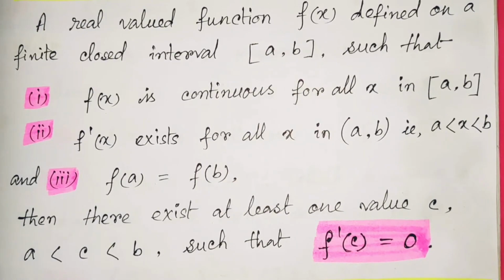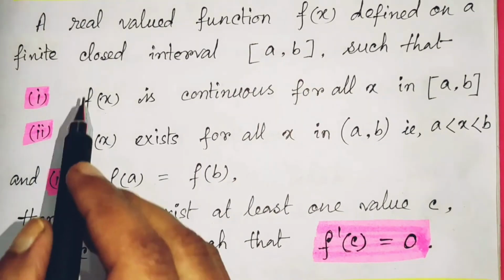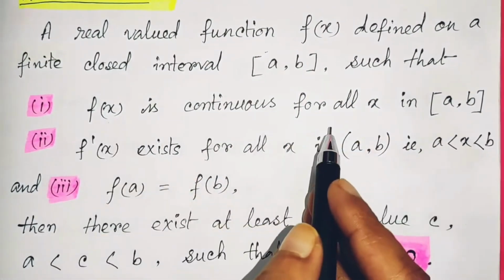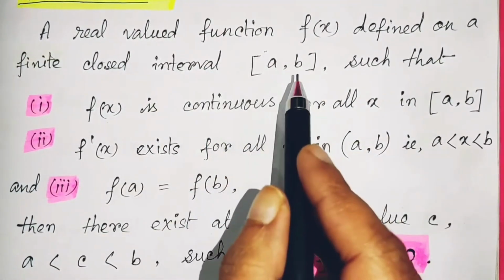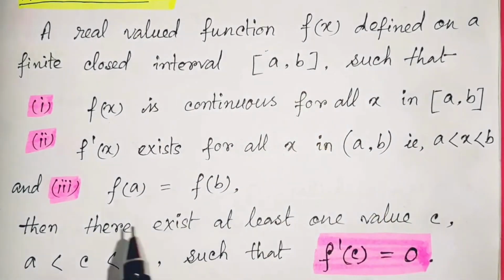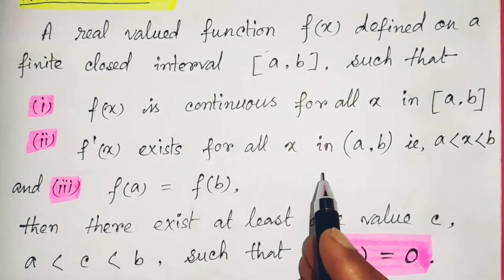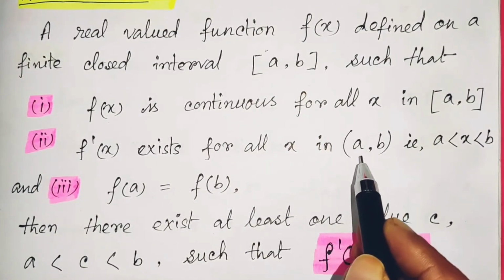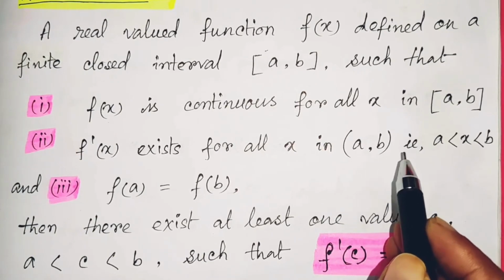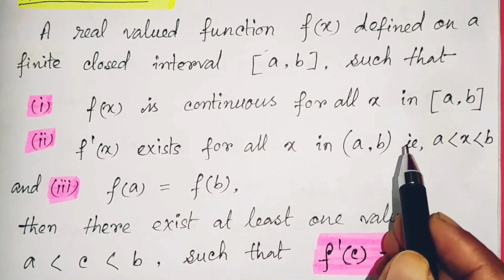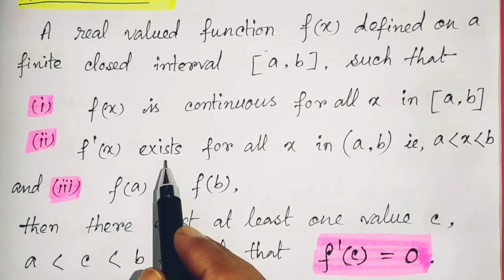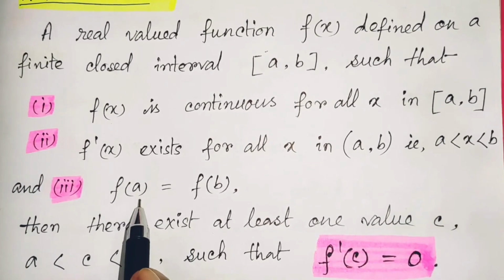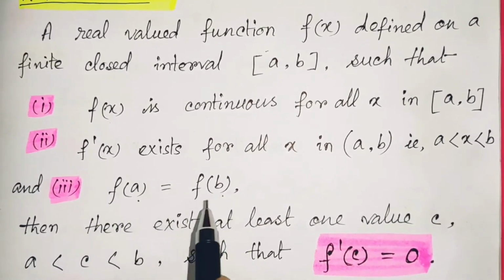So, a few things are very important here and should be noted. First of all, it is a real valued function and the function should be continuous within the given interval. The interval should be a closed one. Next, the derivative of the function should exist in the open interval. That means at the boundary, at x equals a and at x equals b, the derivative does not necessarily exist for the function. One more property is that at the end points, that is at a and at b, the functional values should be equal.